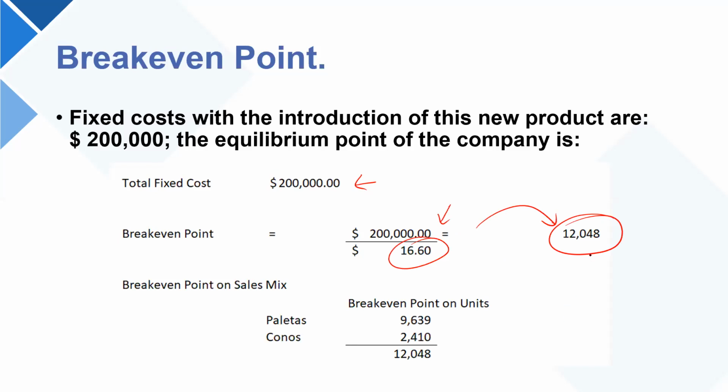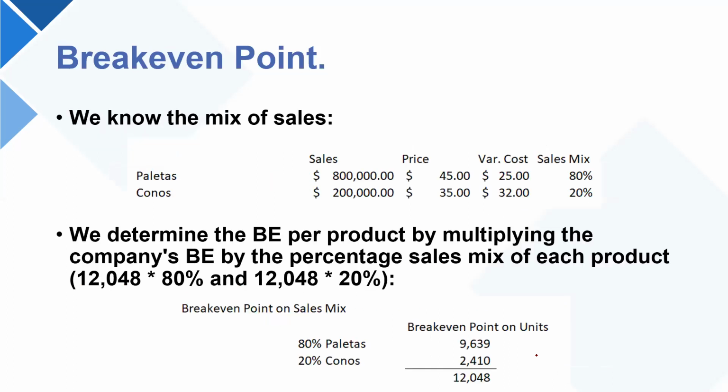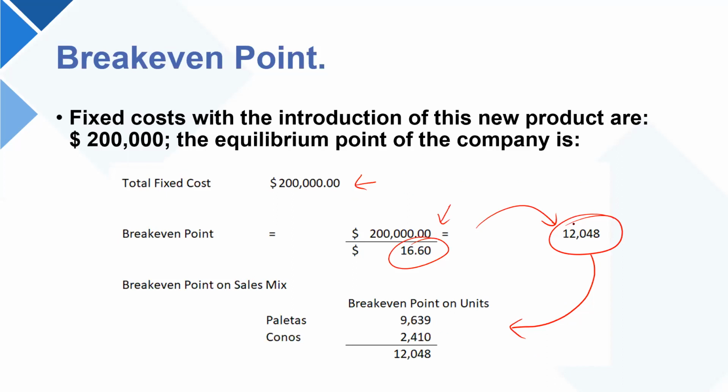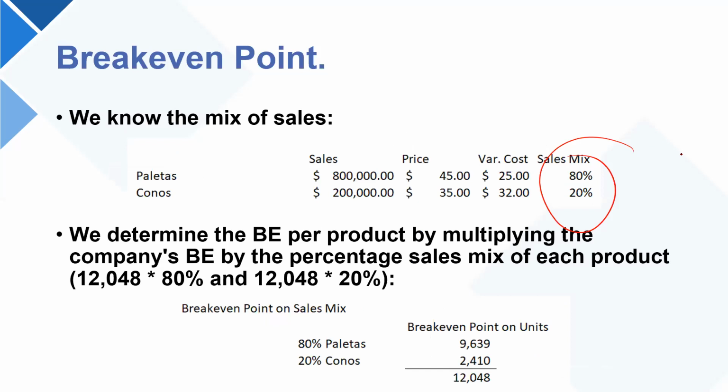Now, how do I convert that to units of paletas and conos? Well, I know my sales mix. I know that of these 12,000, 80% are going to be popsicles and 20% are going to be cones. So what I do is just multiply the total units at break-even point times the sales mix. And now I have my break-even point per units.